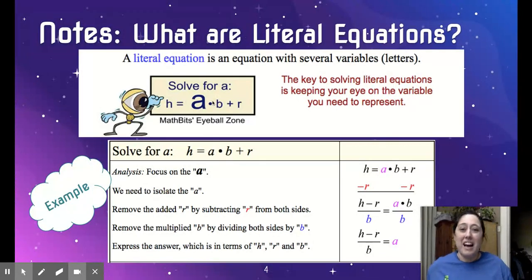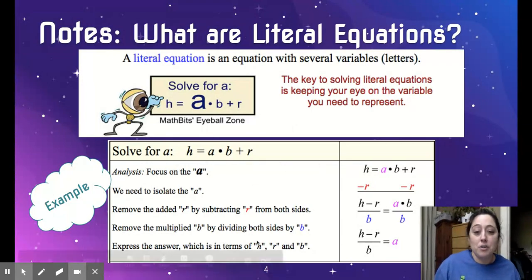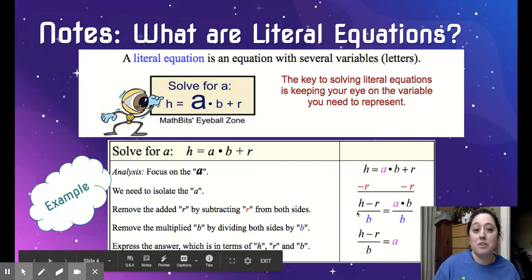Okay, so y equals mx plus b. That's a formula that we've been very familiar with this year. That's an example of a literal equation. This example right here, h equals a times b plus r, is also a literal equation. And this goes through an example of how you would solve that.